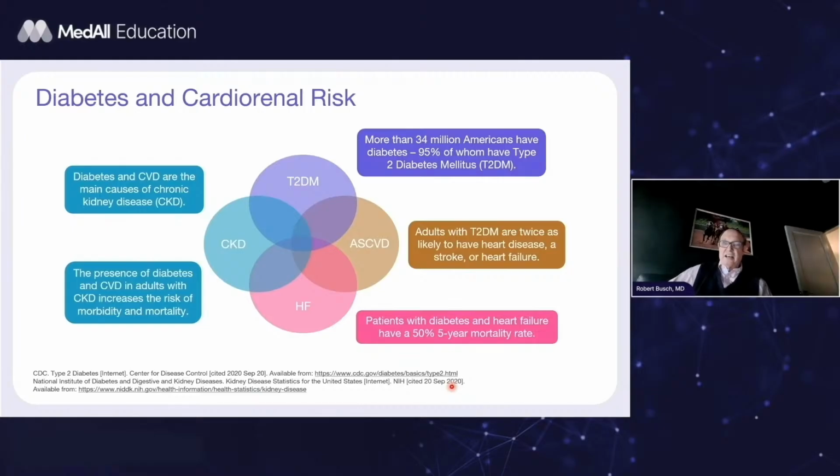So you can see in the United States, 34 million Americans have diabetes, mainly type 2. Many of these patients have chronic kidney disease, and oftentimes it's not diagnosed until it's stage 4 or stage 5, because no one did a urine microalbumin, or they may have done a GFR, but they didn't do a urine microalbumin. That certainly is important to know if there's kidney damage somewhere. And then heart failure is very common.